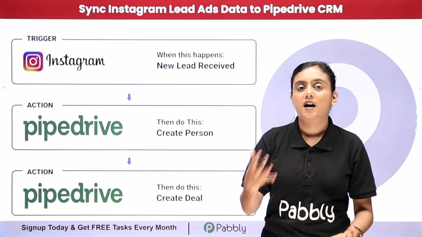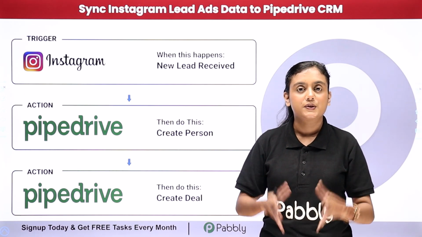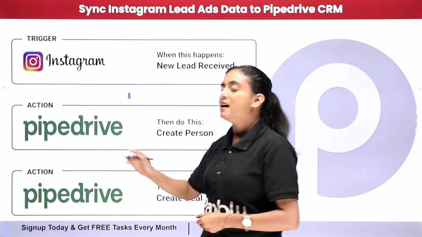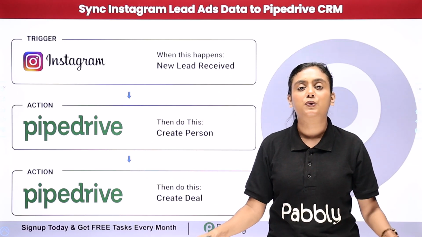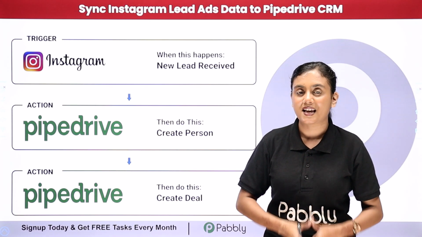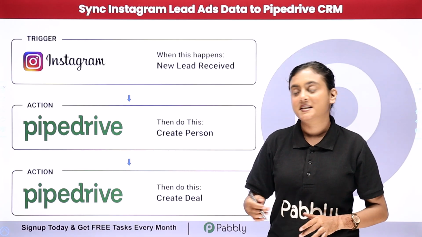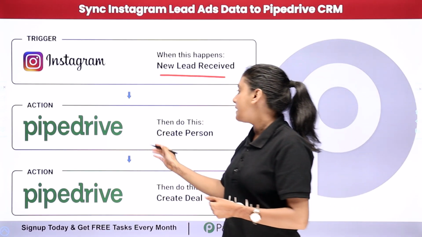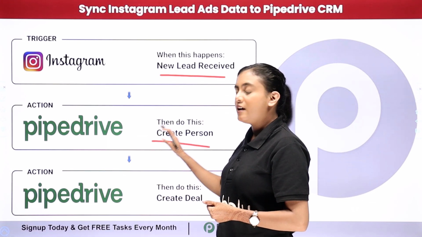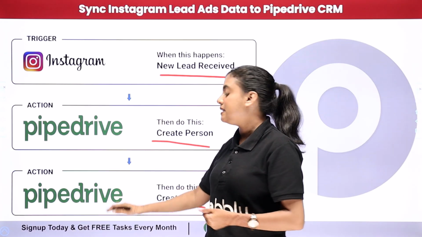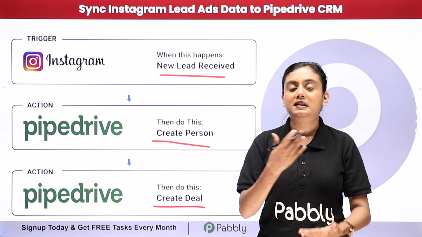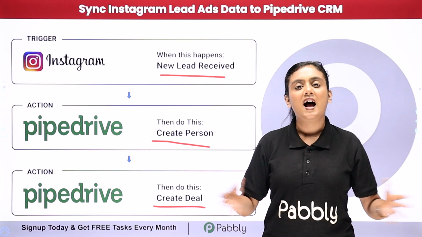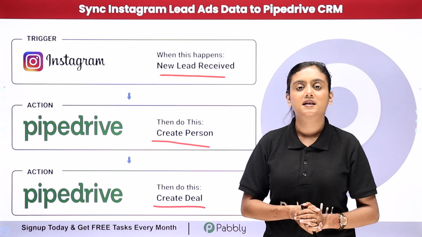Now doing this manually is a very time consuming job. So to solve the problem, I've built a connection between Instagram lead ads and Pipedrive without need of any coding and programming skills. Yes, with the help of Pabbly Connect. Now whenever a new lead is generated, firstly I'll create that lead as a person in my Pipedrive account, and for that person I will create a deal in my account. Now if you want to learn the entire process step by step of how you can build a connection, I'm going to take you towards my screen.